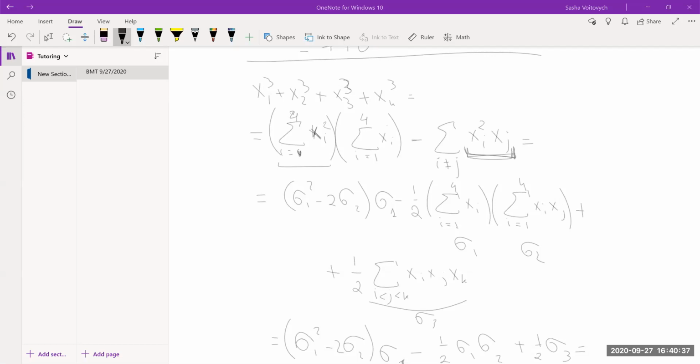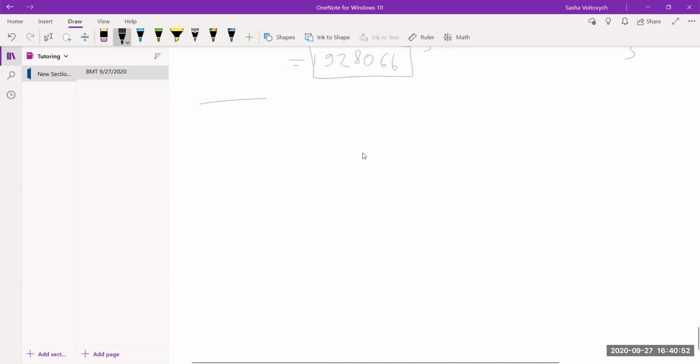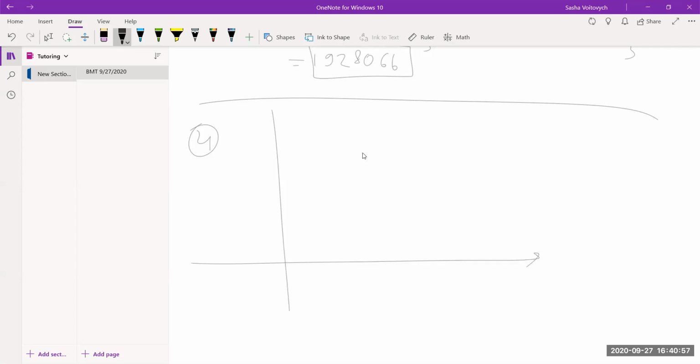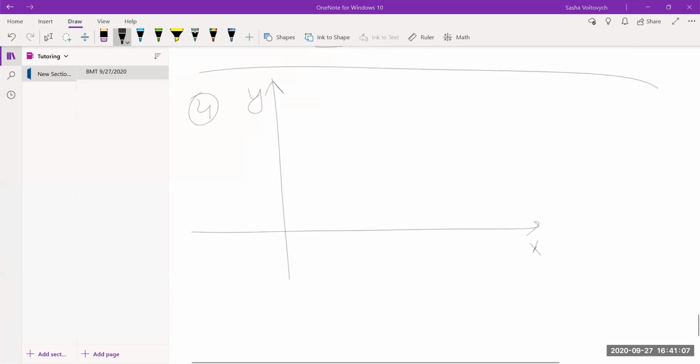Okay, so now the last problem is about Amy traveling on the XY plane following some equation. So we move along the XY plane following an equation. The equation is expressed by x e to the power y equals y e to the power x.